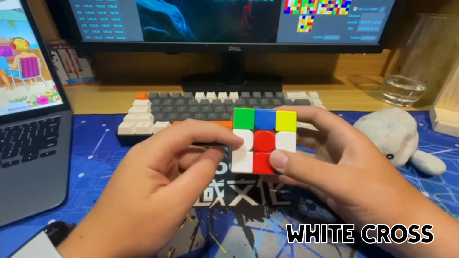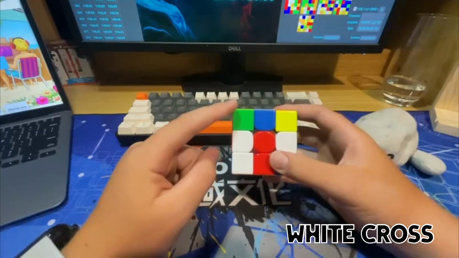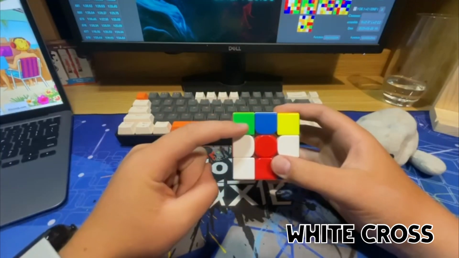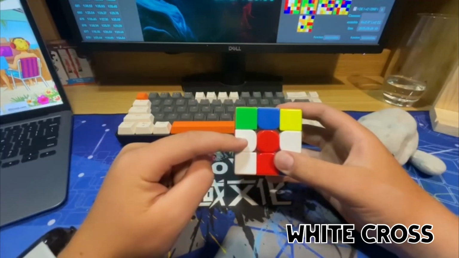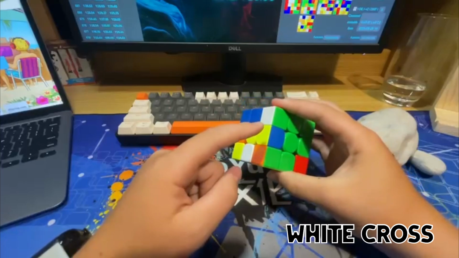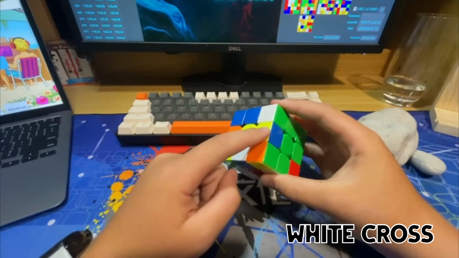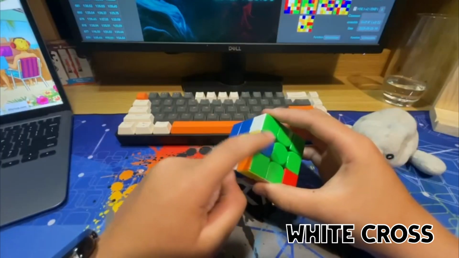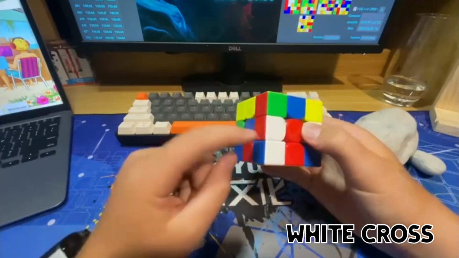So when we're making the white cross, we're going to look for the piece which is in the middle of the three. So there's one here, and one here. We're looking for this one, because it's in the middle. But what we don't want is this piece, because it does not contain white on either of the two colours it contains, but this piece does.